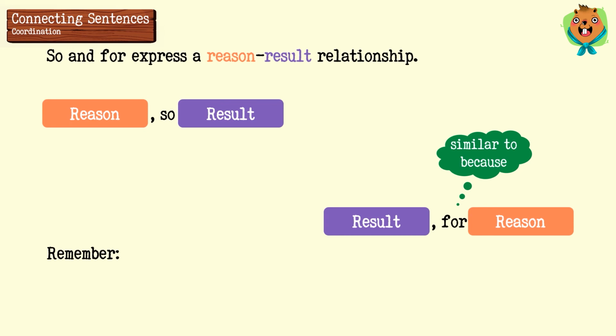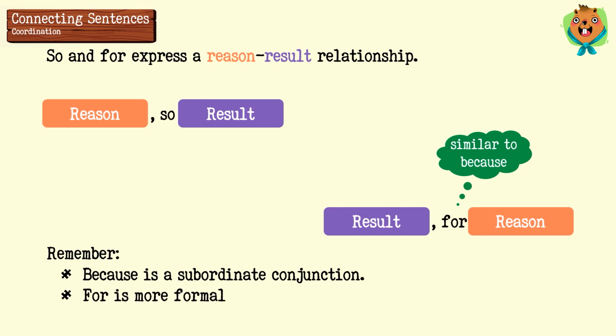The first is that because is a subordinating conjunction, and we're going to look at subordination in detail in future lessons. The second difference is that the conjunction for is formal and we usually use it in more formal use of language. Now, let's look at some examples.